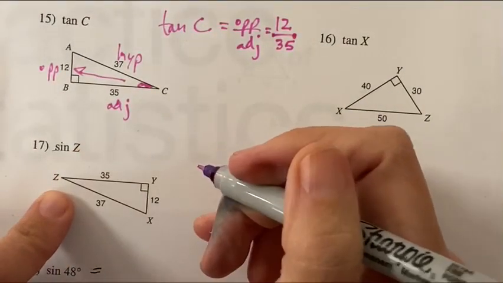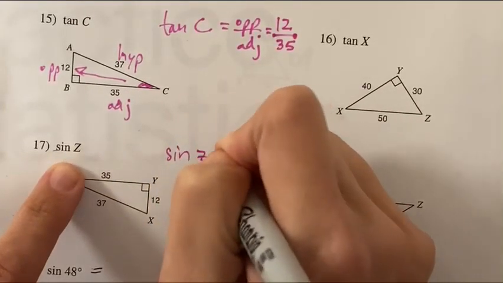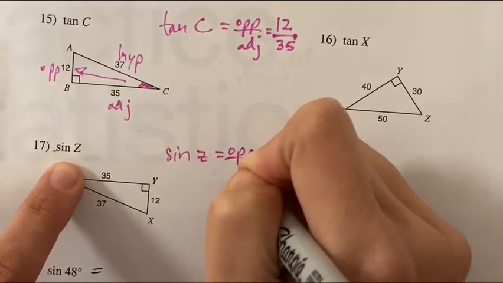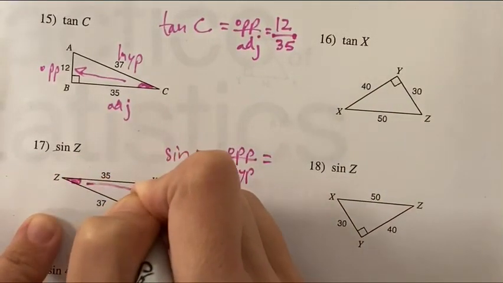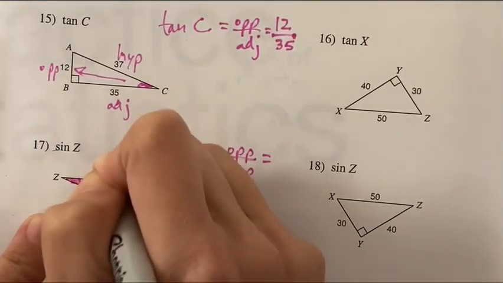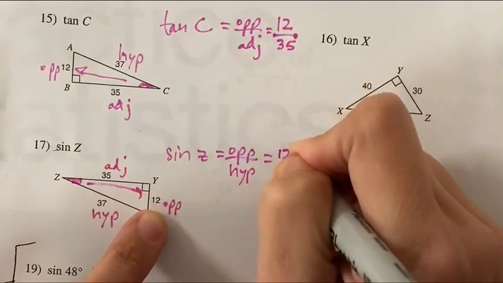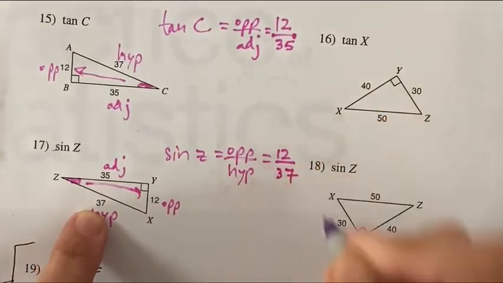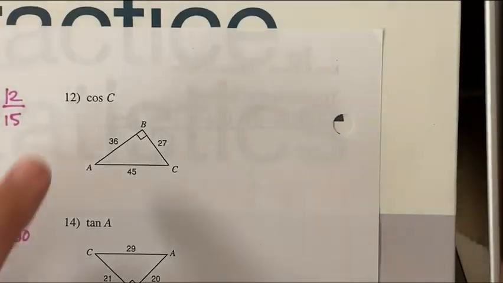Sine of Z. Sine is the ratio opposite over hypotenuse. So let's locate our reference angle. 12 would be opposite, this would be hypotenuse, so this would be adjacent. So opposite is 12, hypotenuse 37. Good job, guys. Now let's check out 12.